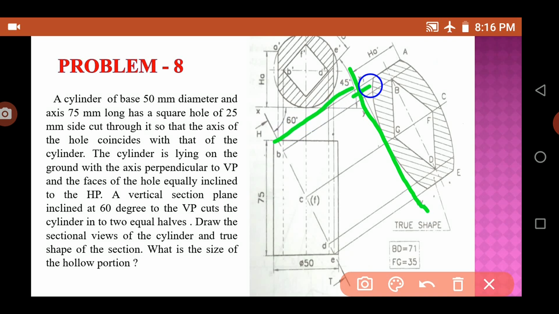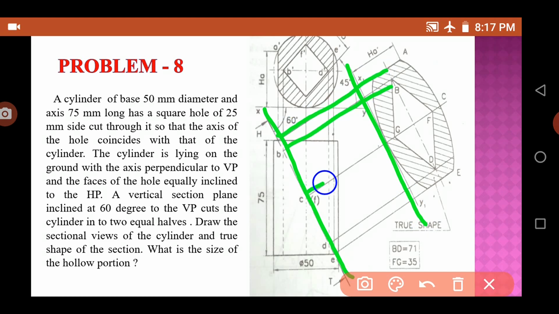a perpendicular line to here actually. I mean you have to first draw a parallel line for this one, then draw the perpendicular lines here. And I think you clearly understood how to draw the auxiliary lines.